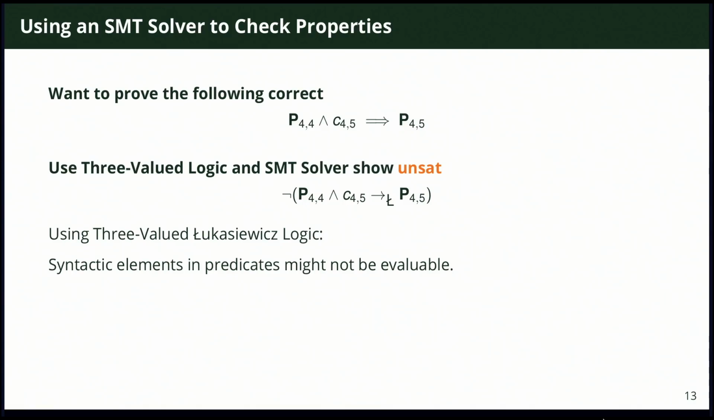And we can do that by using an SMT solver and encoding this property as a 3-valued logic formula. We actually need 3-valued logic because the conditions inside predicates are syntactic, and there might be parts that we don't know how to evaluate yet. In particular, we use this Lukasiewicz 3-valued logic just so that we can have some tautologies, because by default, you can always evaluate these 3-valued logic formulas to just nothing.